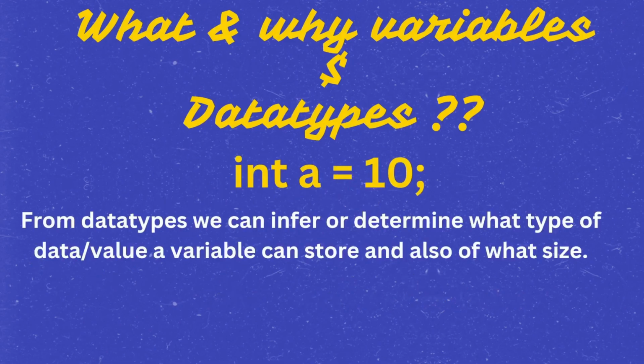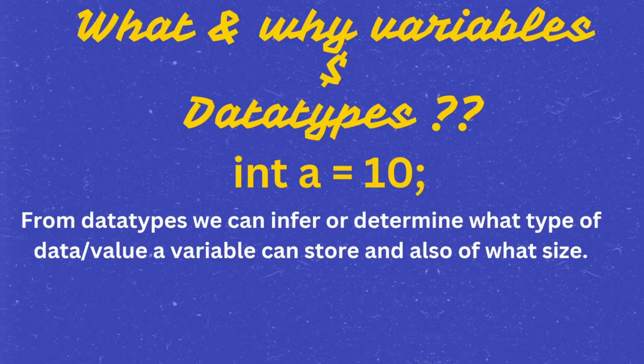So what really are data types? From data types, we can determine or infer what type of data or value a variable can store and also of what size. If there is a variable, say A or B or C, what kind of value can that variable store? Either it can store 10, or a character, say A or C or B, or a boolean value, true or false. What kind of data a variable can store in Java can be determined by the data type.